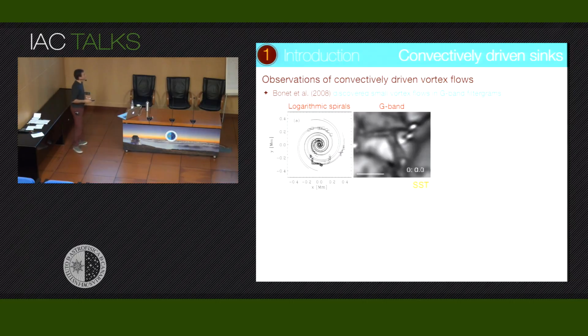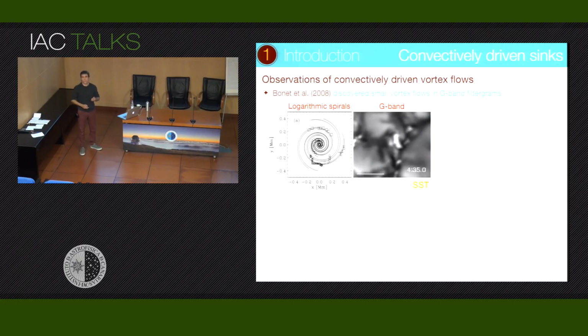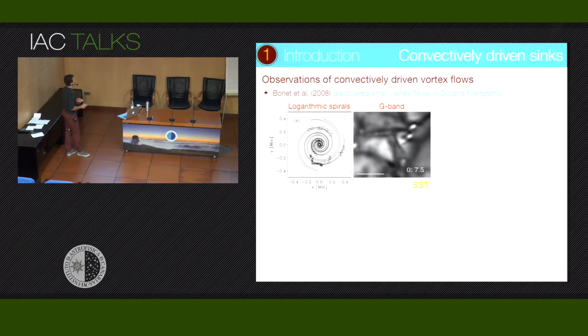Due to the small size of vortex flows, they have remained elusive to solar observations for a long time. They have only recently been observed using the newest solar telescopes. In particular, Bonnet and coworkers were the first to detect them, just by following the trajectories of bright points. Bright points, as I show here, are just the photometric counterparts of magnetic elements. So they found that the trajectories of bright points show logarithmic spirals as they approach a common converging point.